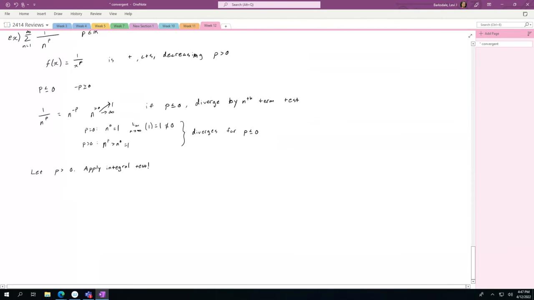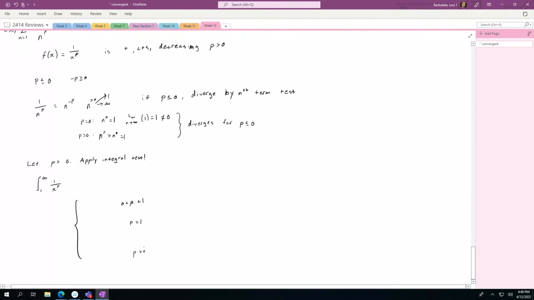Because now I've checked that my function is positive, continuous, and decreasing, right? Okay. Well then I need to take the improper integral from 1 to infinity of 1 over x to the p, right? Well, there are a couple of different situations that can happen. I'm going to break this up into 3 situations. First off, when p is bigger than 0 but less than 1. Sound good? My second one is going to be when p is equal to 1. My third one is going to be when p is bigger than 1.